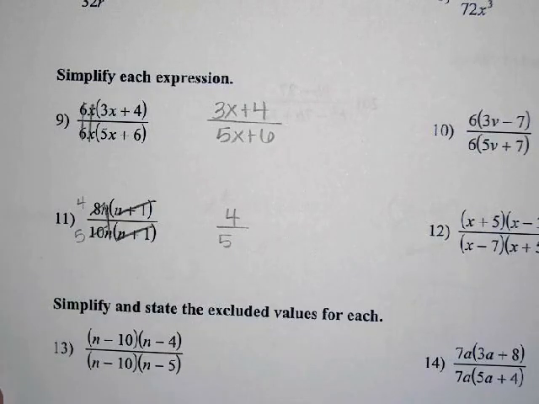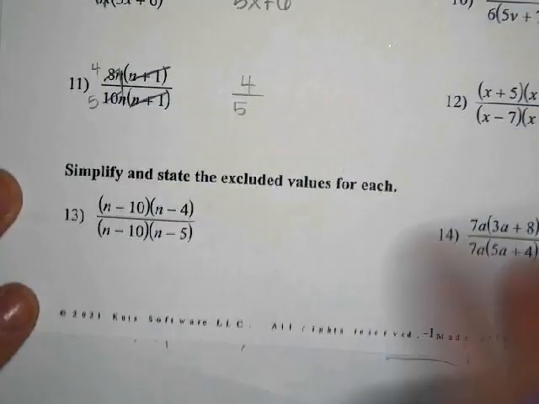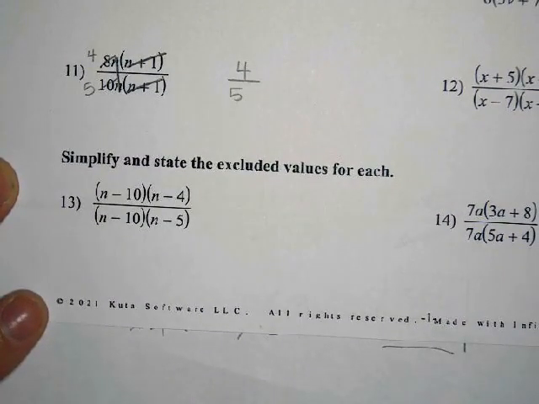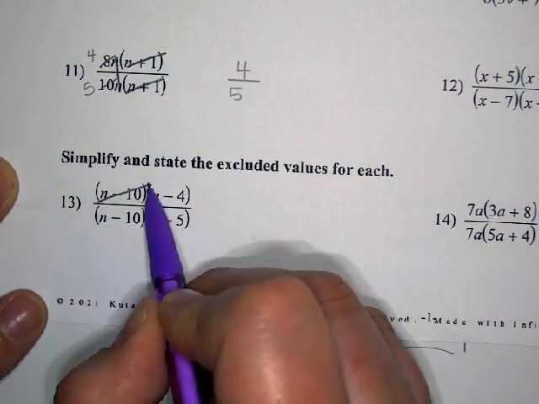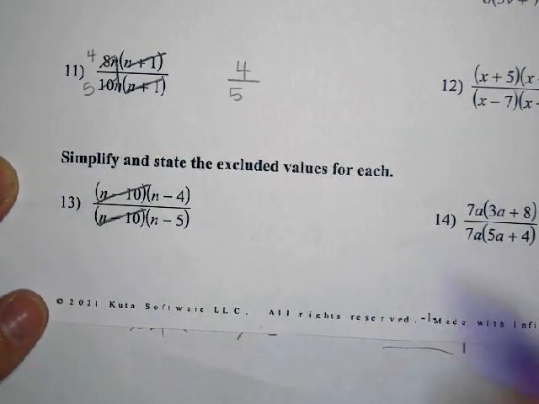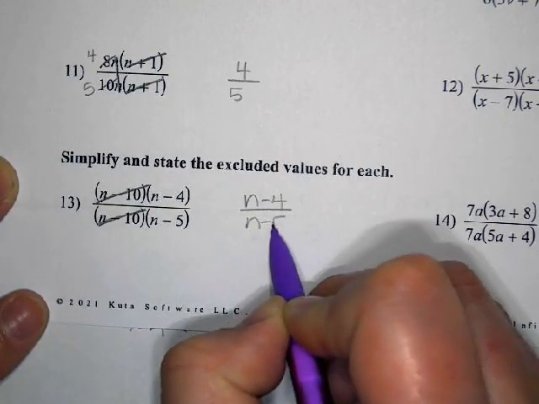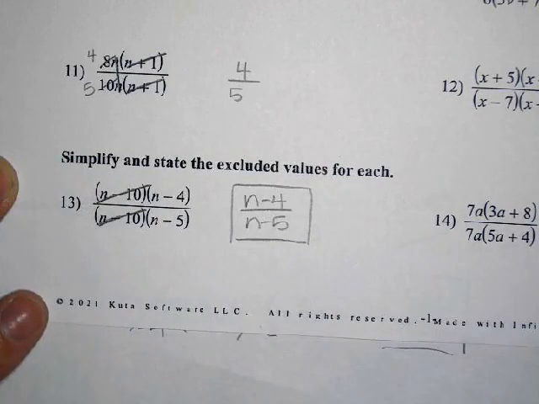Number 13. Cancel the first parenthesis. N minus 10s, those are identical. Okay, what's our final answer? N minus 4 over N minus 5. Okay. Is there anything on the front side of the page that you don't feel good about? Front side of the page, we got it. Front side of the page is good? Okay, let's flip to the back.